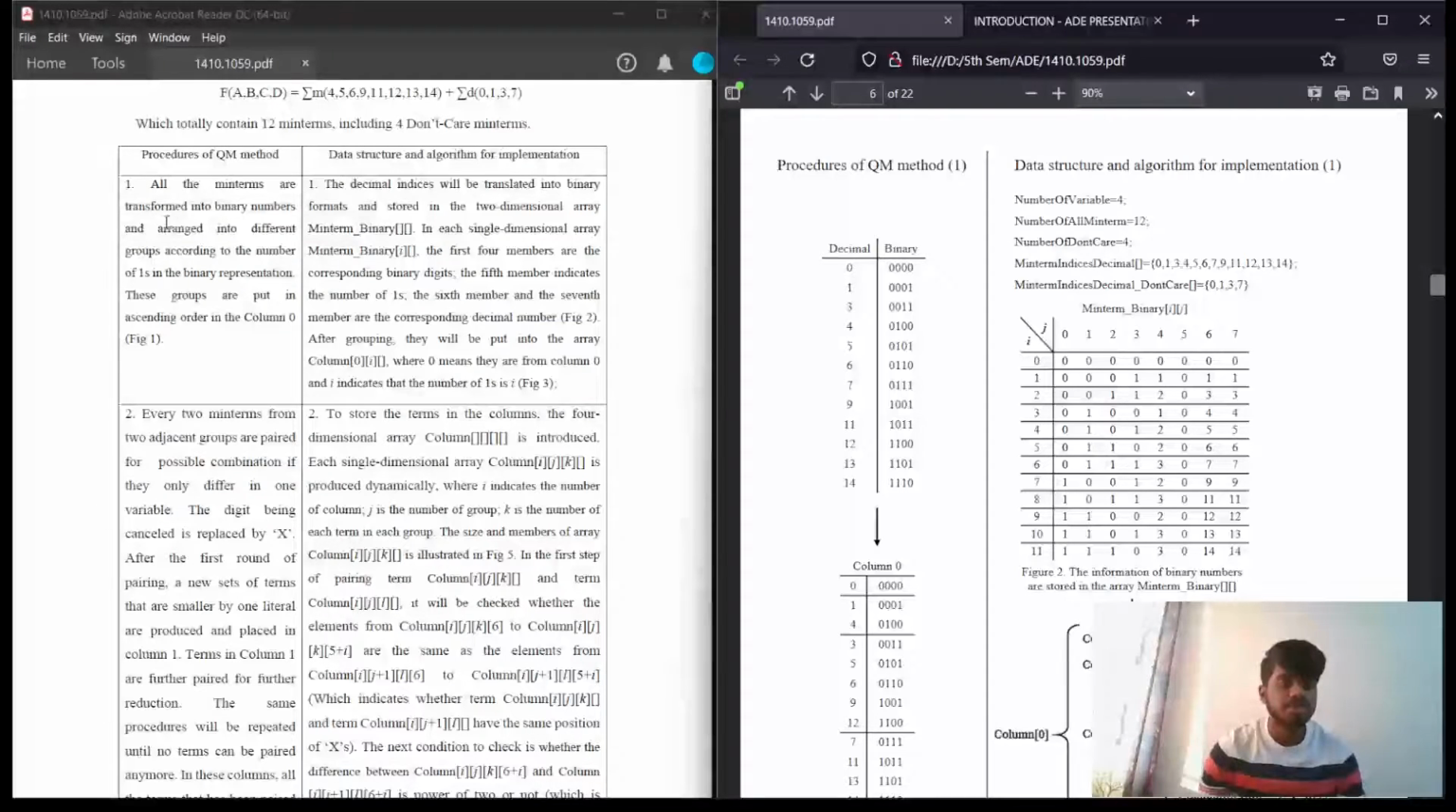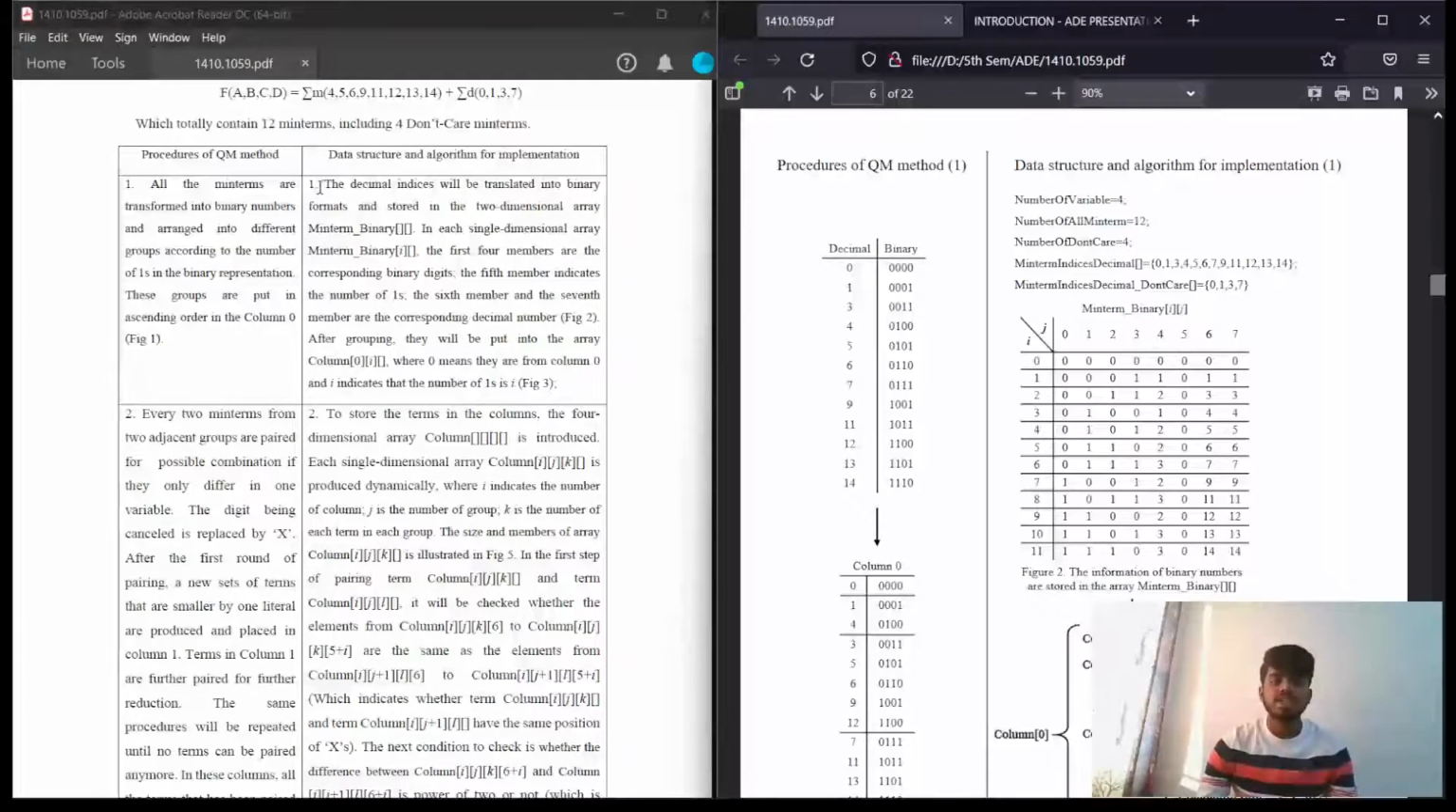All min terms are transformed into binary numbers and arranged in different groups according to the number of ones in the binary representation. These groups are put in ascending order in column 0. All of these, including the don't cares 0, 1, 3, 5, 6, 7, 9, are converted into binary in ascending order. So 0 is given as 0000, 1 as 0001, 4 as 0100. In the same way, in ascending order, all of these are considered.